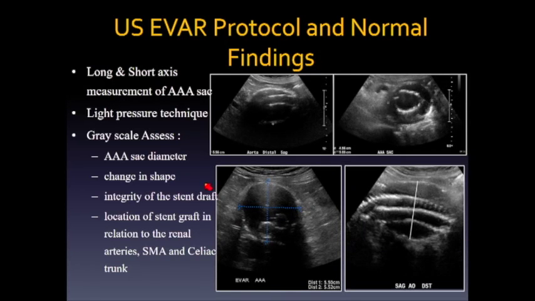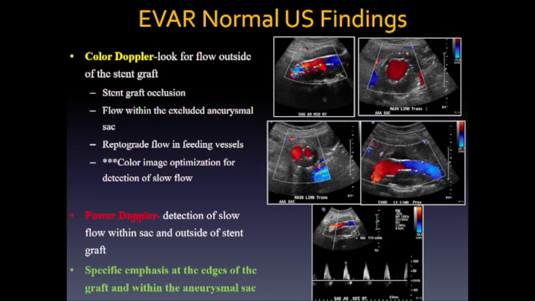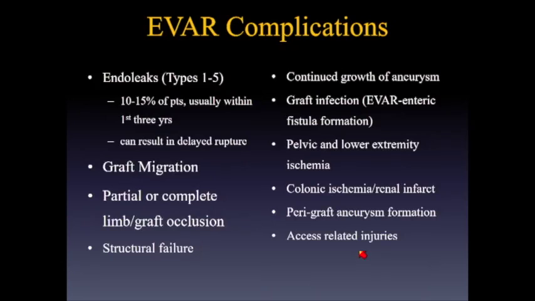When we do an ultrasound for surveillance, we evaluate on grayscale first. We're looking for position and location of the stent, and device integrity, and we measure the aneurysmal sac. On the color Doppler, we're looking for the patency of the stent itself, of the limbs, and we're looking for any possible flow within the aneurysmal sac that will give us an idea that maybe there is an endoleak. So specific emphasis usually is made on the edges of the graft and within the aneurysmal sac.